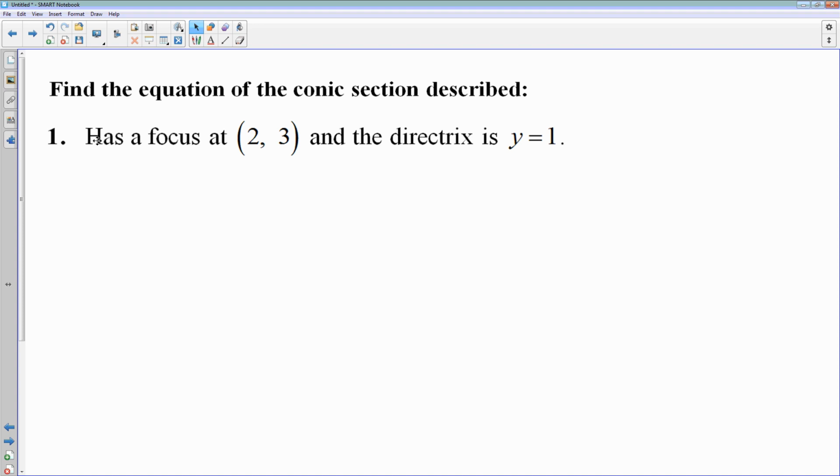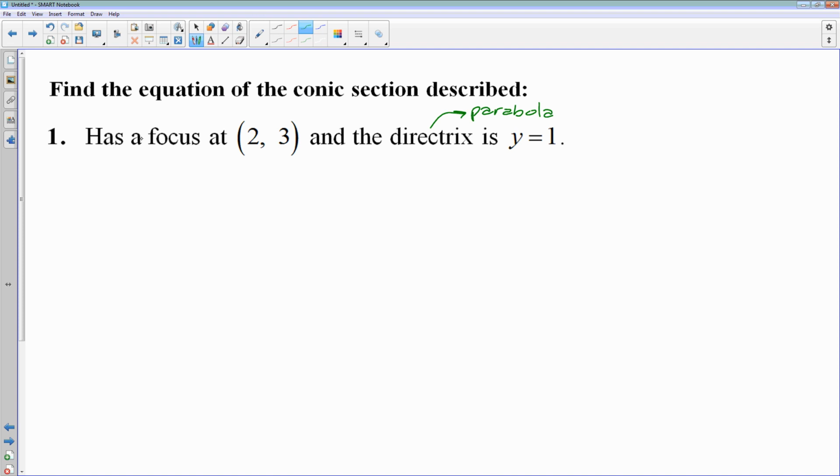Since I mentioned the directrix, that's a giveaway that this is a parabola. Now, those of you, if there's any random people out there in the world that are watching this, yes, I'm aware that ellipses and hyperbolas also have directrices, but in my class we didn't talk about that. The directrix for the parabola is the only one we talked about. So if you are my student, then directrix means parabola.